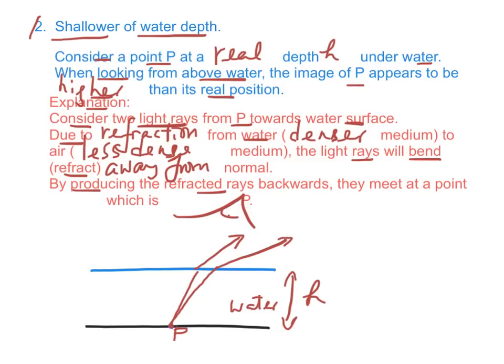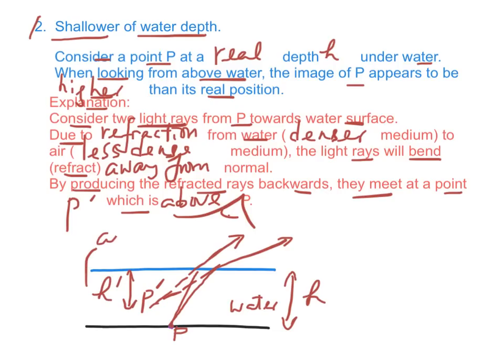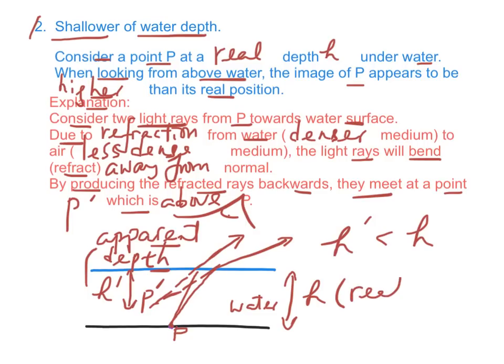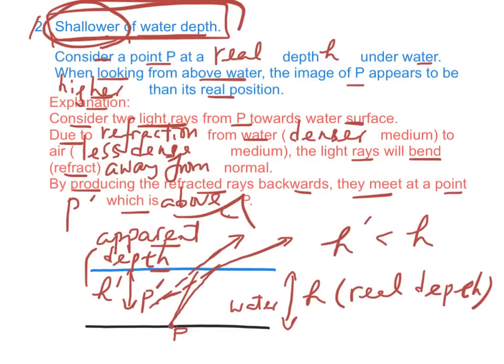By producing the refracted waves backward, they meet at a point P', which is above P, and the apparent depth of P, H', smaller than H. Since the apparent depth is smaller than the real depth, therefore the water depth appears to be shallower than expected.